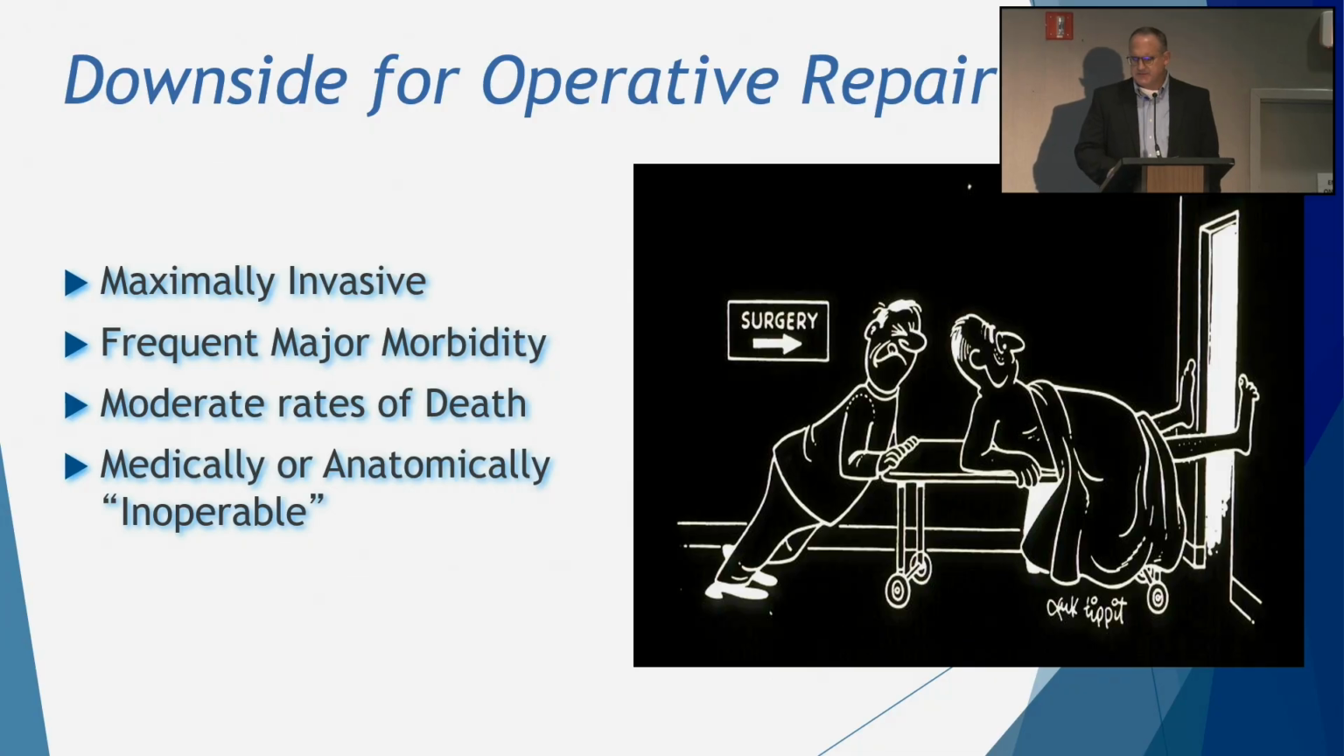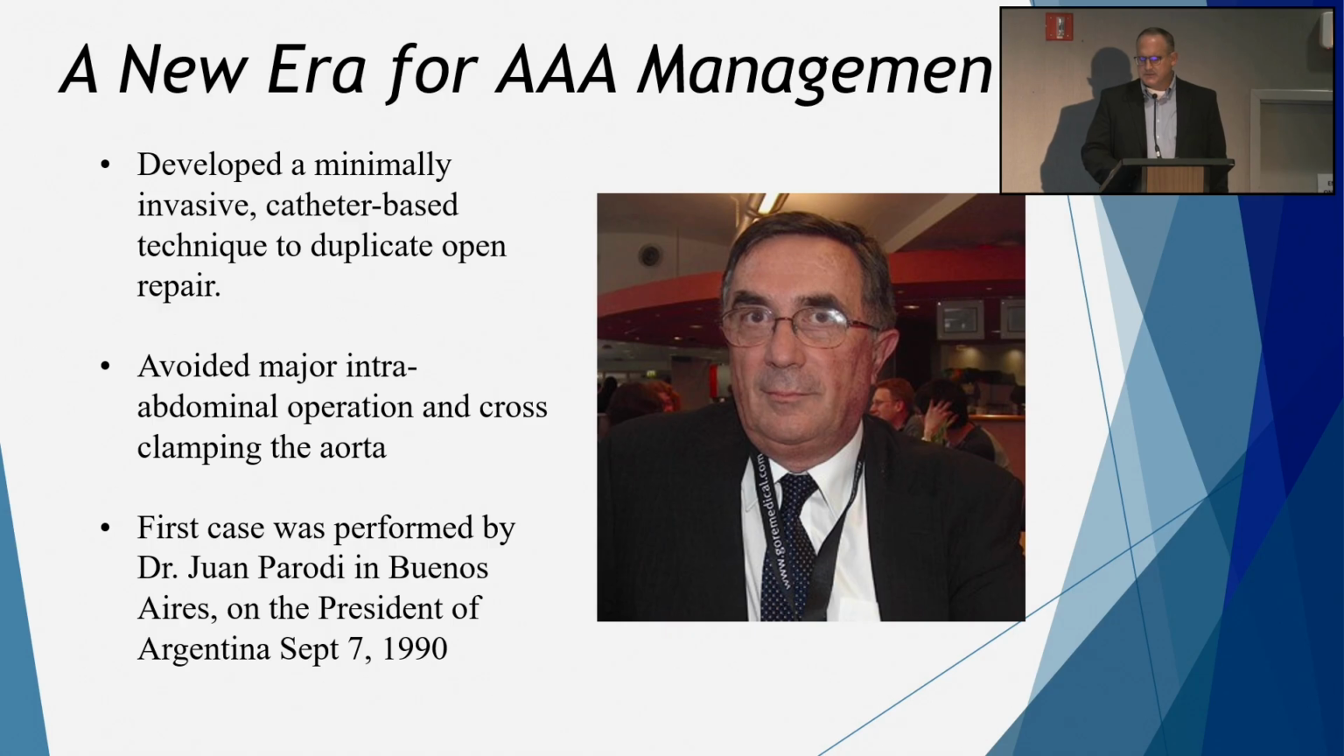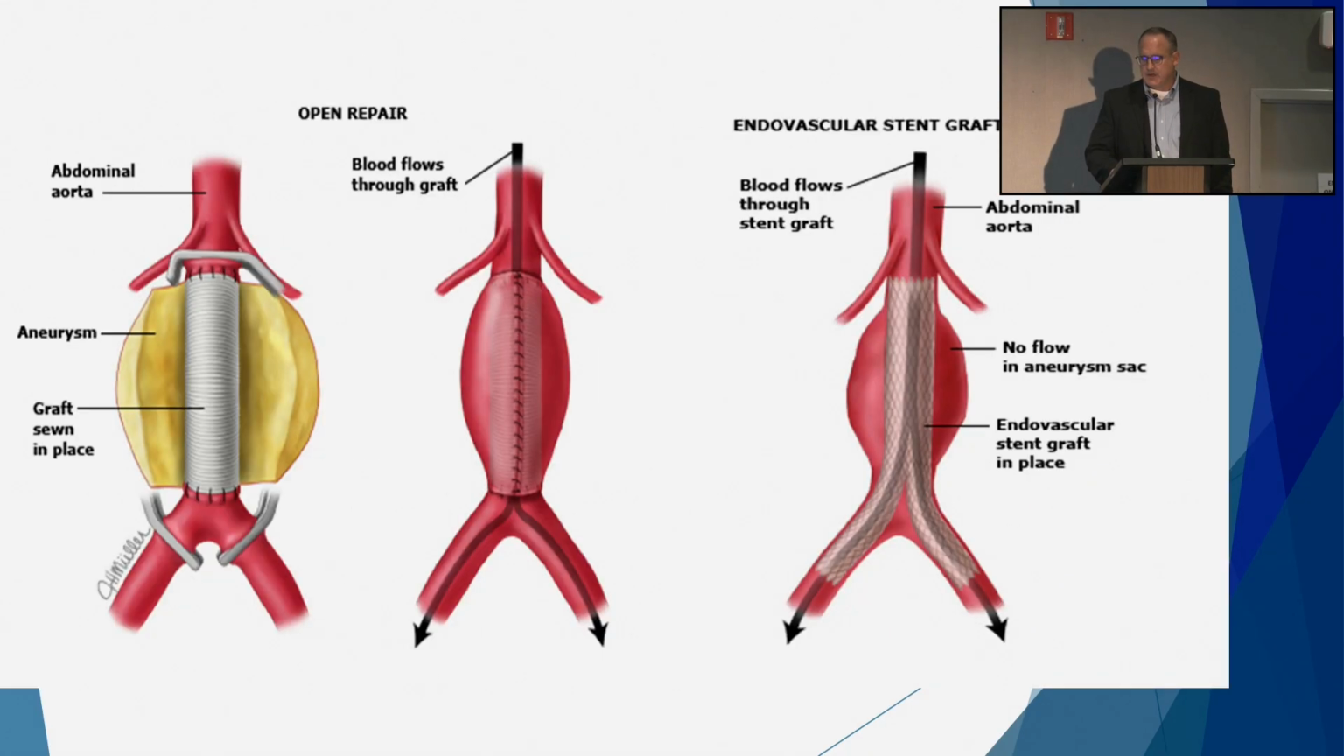So there's a downside for operative repair. It's maximally invasive. You can have major morbidity, moderate rates of death, or you can have medically or anatomically inoperable patients. So there was a desperate search for new management of abdominal aortic aneurysms, and it came basically in 1990. The first case was performed by Dr. Juan Parodi in Buenos Aires, and it was on the president of Argentina, and he actually did very well.